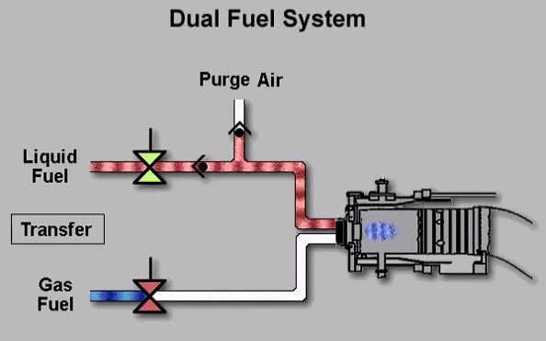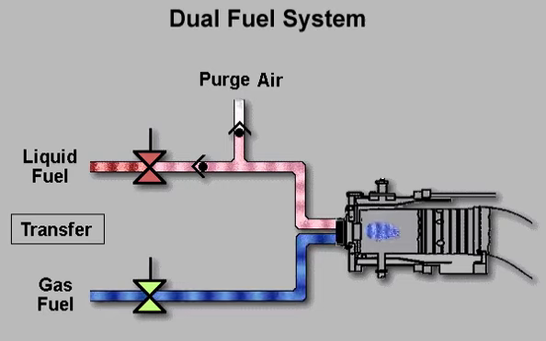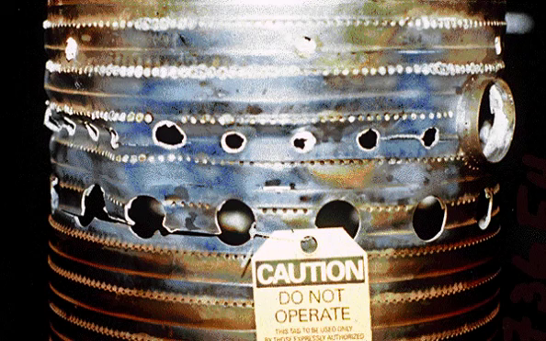When the control system gets a signal to transfer to gas fuel, the gas stop and control valves open, allowing gas fuel to flow to the combustors. As the amount of fuel gas is increased, the amount of liquid fuel is decreased in order to maintain the speed or load conditions. When the turbine is operating on 100% gas fuel, the liquid fuel system is shut down and the liquid fuel lines are continuously purged with air.